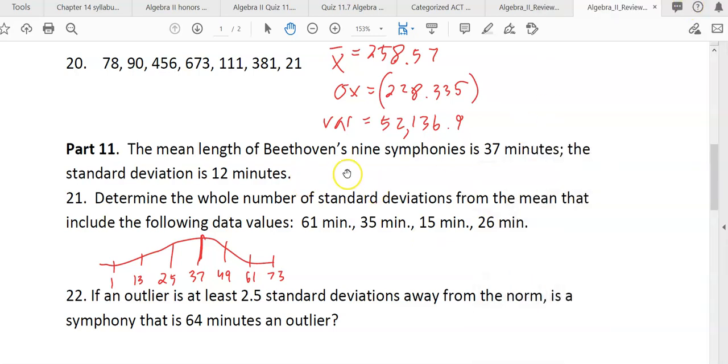So it says, determine the whole number of standard deviation values that would include the following data values. So 61 would be right about there, just kind of plotting it. 35 would be here-ish. 15 would be right about here. And 26 would be right about here-ish. Okay, determine the whole number of standard deviations. So if we go 2 standard deviations to each side, I think we'd be okay. We're right on the border there, so I think 2 standard deviations.